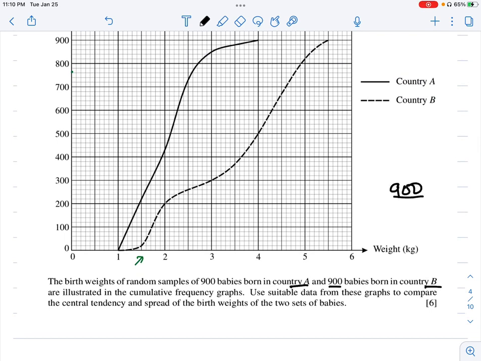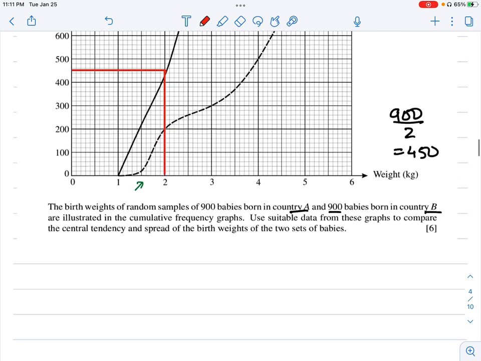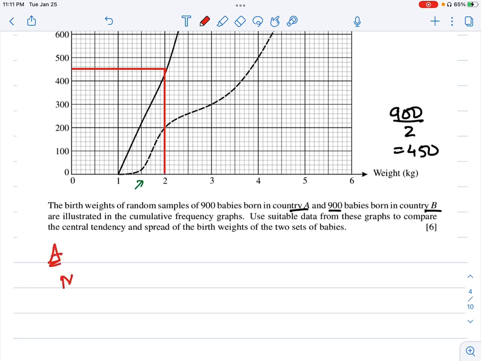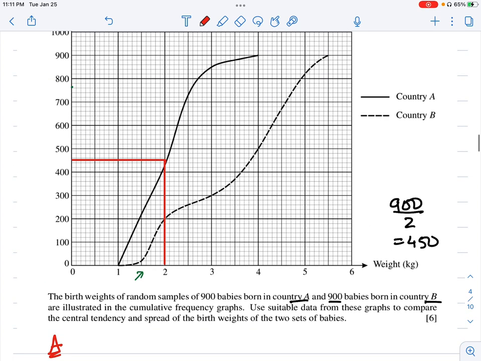So 900 divided by 2 is 450, so I try to find the median. Median for country A, 450. From 450, I draw a line parallel to the x-axis and then drop it down. It somewhere comes across 2. So for country A, the median is going to be 2.